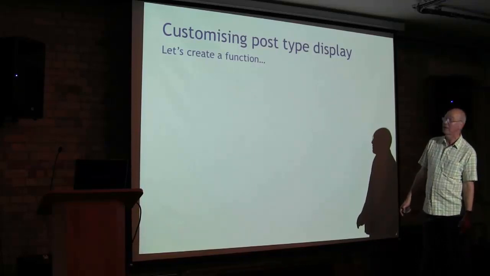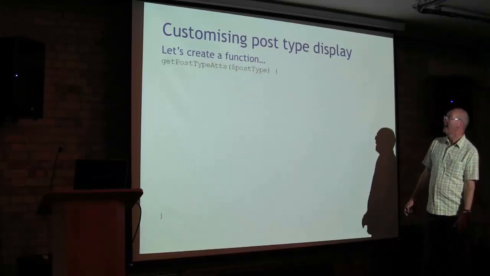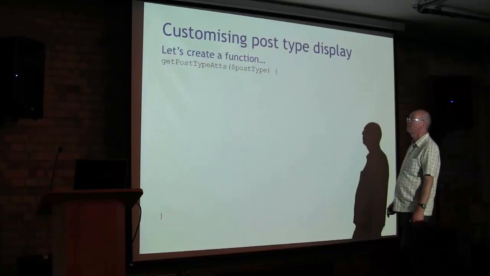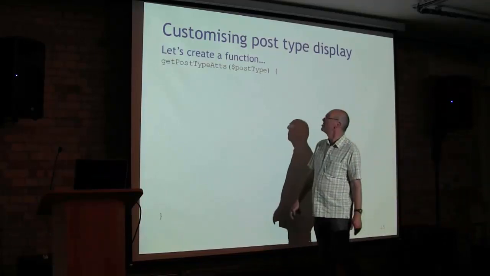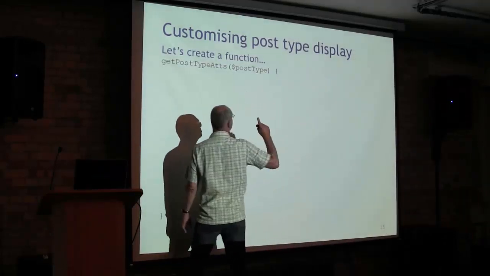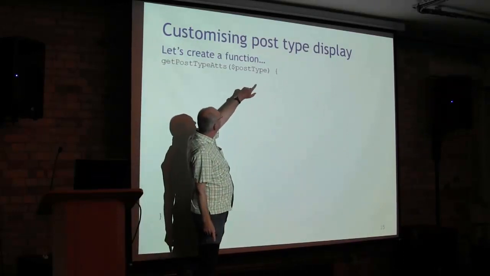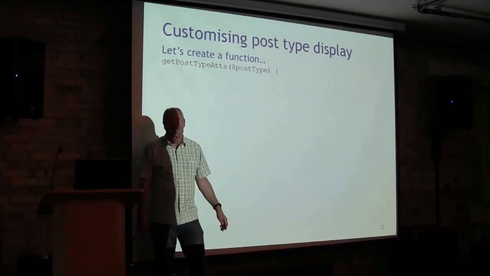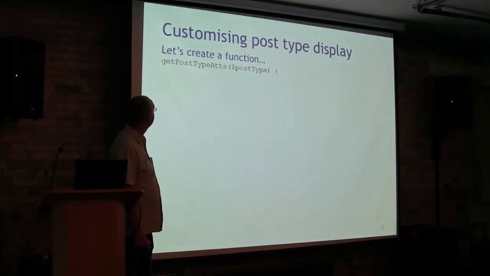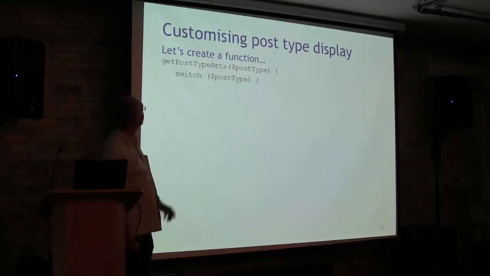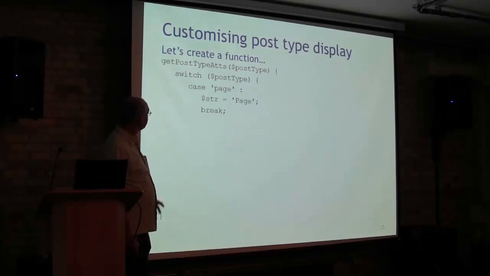so we're going to create a little function here. And we're going to call it, for want of a better title, get post type attributes. Now, I'm doing the function first on this one. We're going to pass in the post type, the WordPress post type, into this function. The first thing I'm going to do is set up a switch, so I'm going to decide based on the post type.